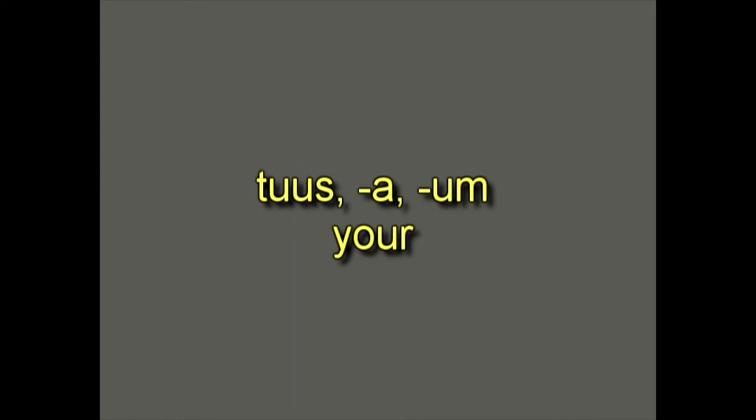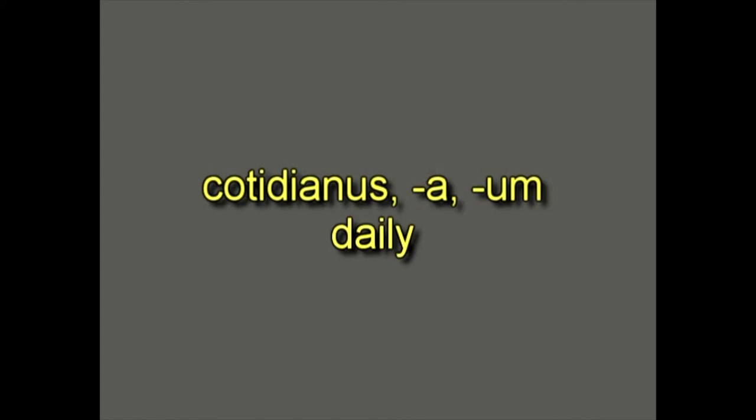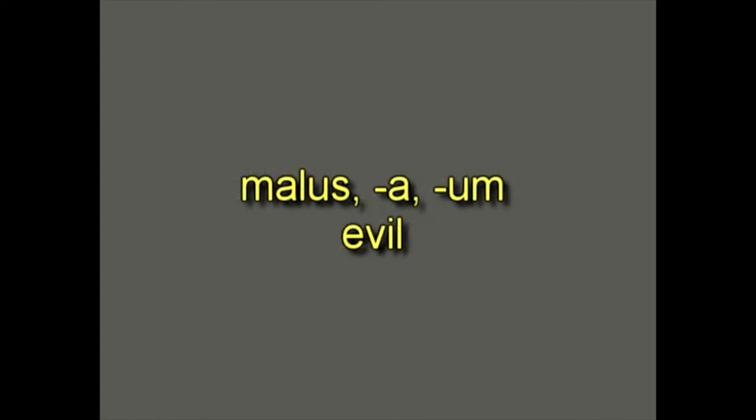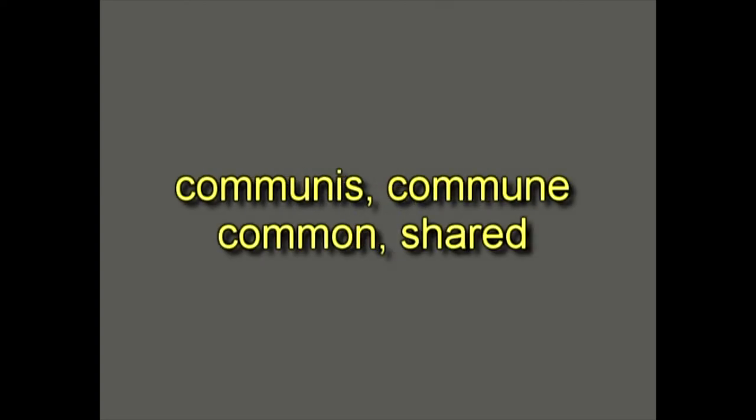Is this a first and second declension adjective or a third declension adjective? It's got the us, a, um, which indicates it's a first and second declension adjective. How about quotidianus, a, um? Which type of adjective is this? That too is a first and second declension adjective. How about the adjective malus, a, um? Evil. That also is a first and second declension adjective. How about the adjective communis, commune? Common. Communis, commune, the nominative forms there, indicates that that is a third declension adjective, and it would decline communis if it's modifying masculine and feminine nouns: is, i, em, e, es, ium, ibus, es, ibus. Commune if it's modifying neuter nouns: e, is, i, e, ia, ium, and so forth.